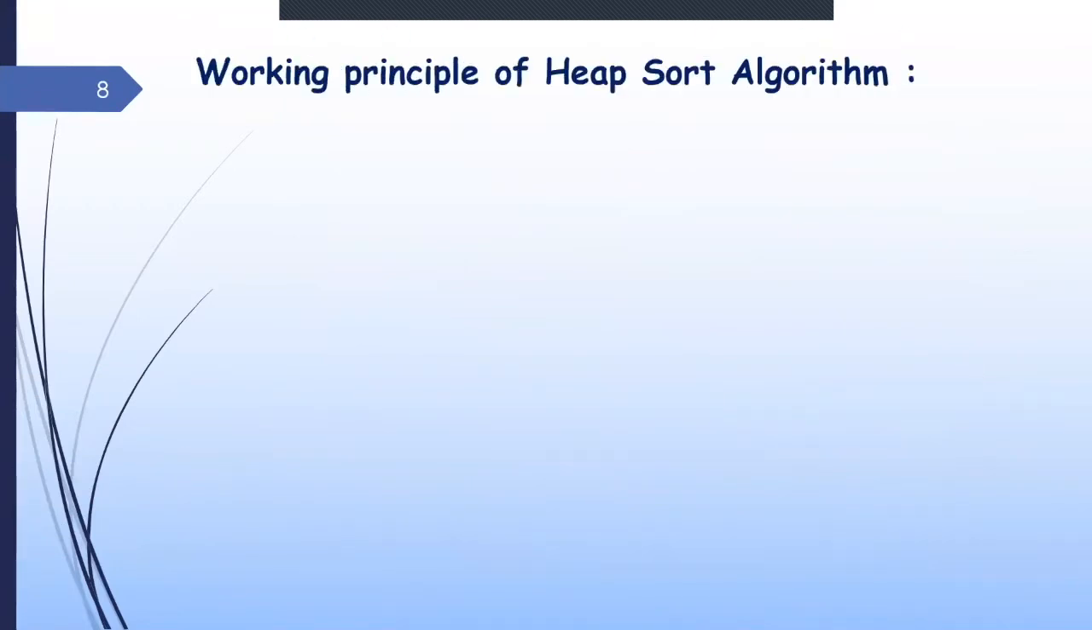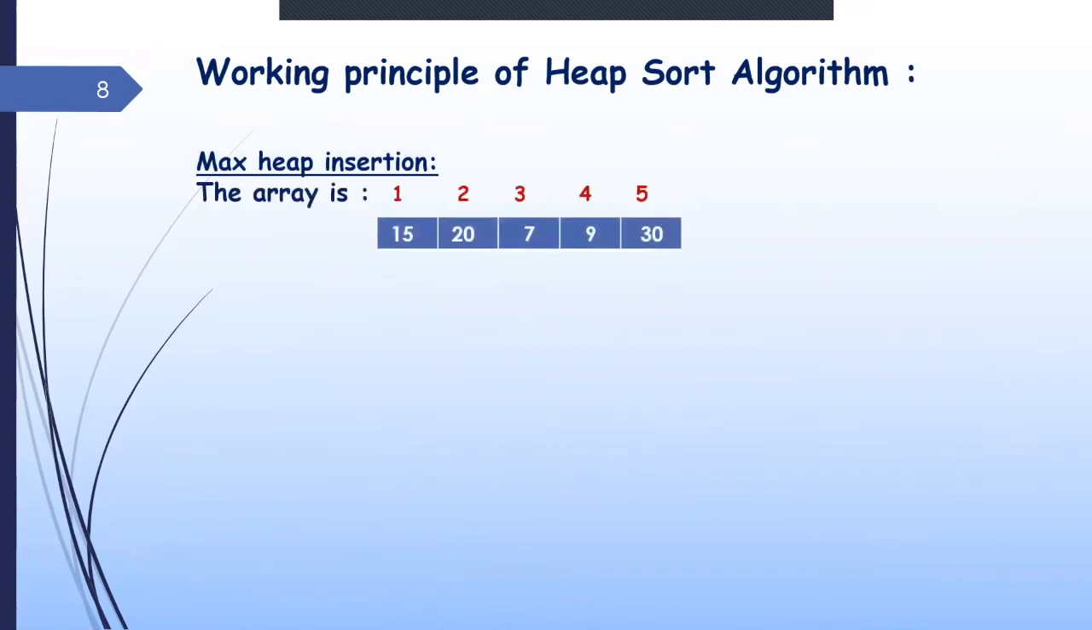Working principle of heap sort algorithm. Max heap insertion. Here is the array 15, 20, 7, 9 and 30. Firstly insert 15. 15 is the parent of its left and right side. So next element 20, insert on its left side. Now we check, is 15 greater than 20? No, 15 is not greater than 20. We know every parent is greater than its child in a max heap. So swap and see.